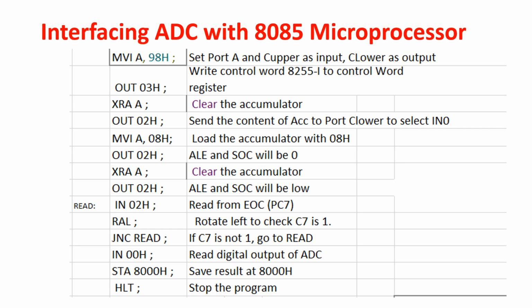IN 02H, read from EOC, that is end of conversion, PC7. RAL, rotate left to check whether C7 is 1. Jump to read. IN 00, then store the content in memory location 8000. HLT.